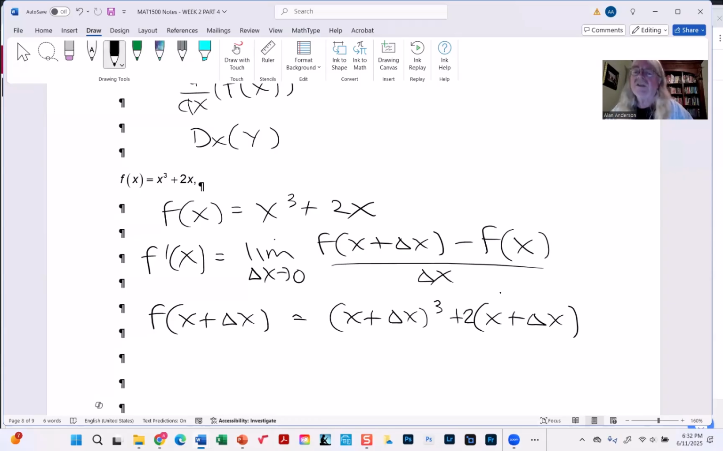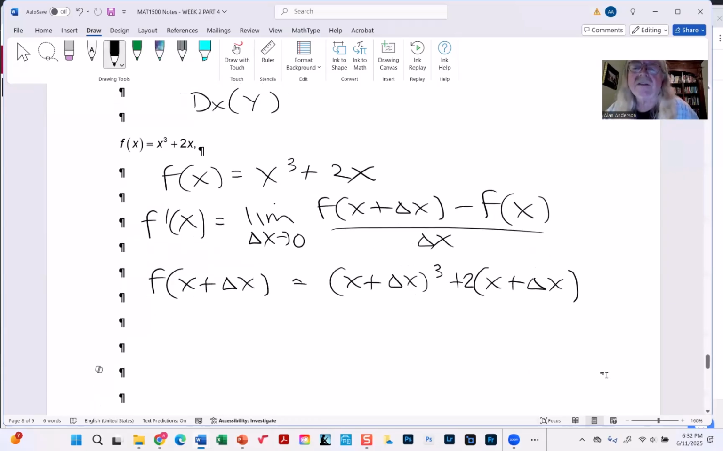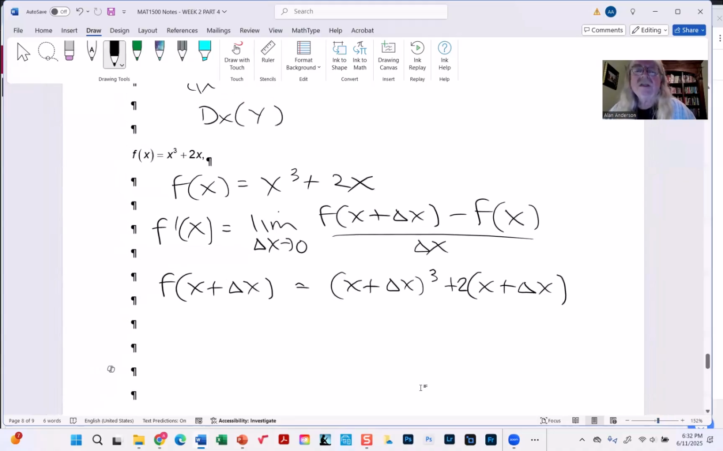Now, we have to evaluate that. In this particular case, that's going to be a little bit messy, but we can do it. We'll start with this x plus delta x cubed. So probably your best bet is to start with x plus delta x squared, and whatever result you get, multiply that by x plus delta x.